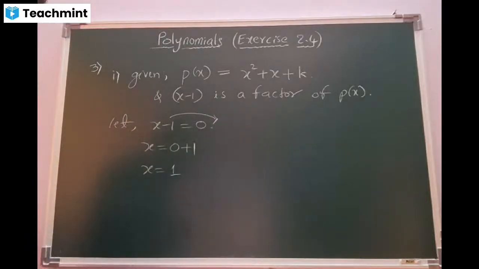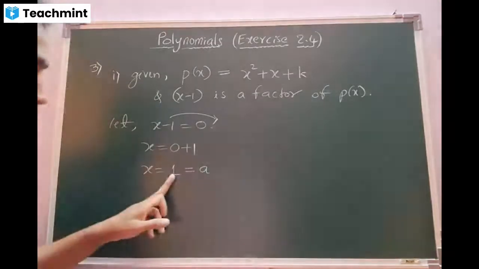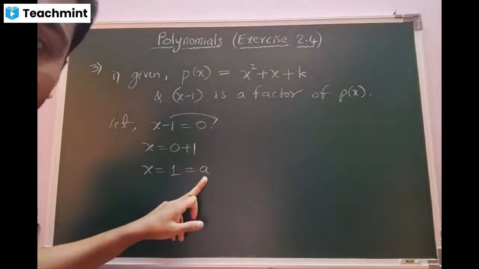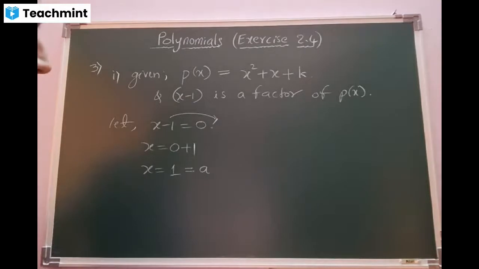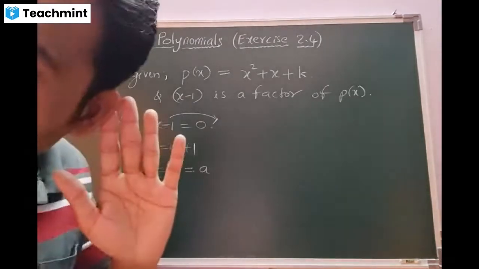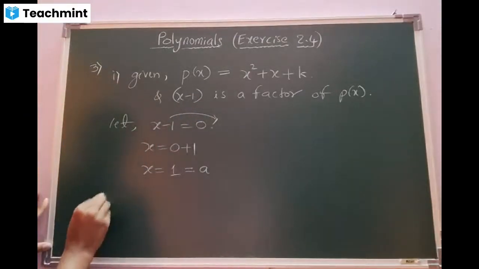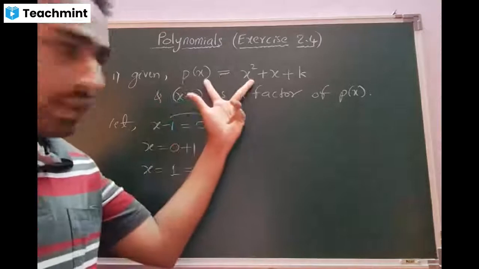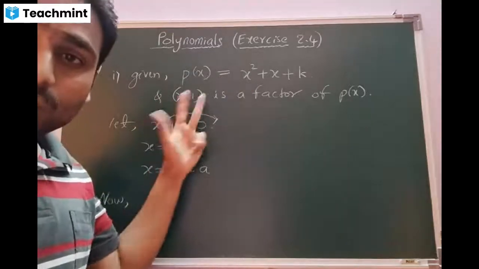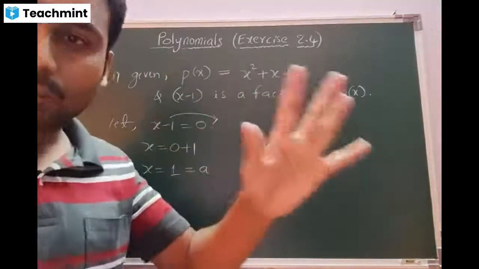What is the value of x, beta? 1, sir. 1, which will be treated as a. We got a value. Now look at this, all of you observe. Wait, don't write anything, first observe. This is a dividend. This is a divisor, which is nothing but a factor. It means it is going to divide this particular dividend completely. Am I right, beta?